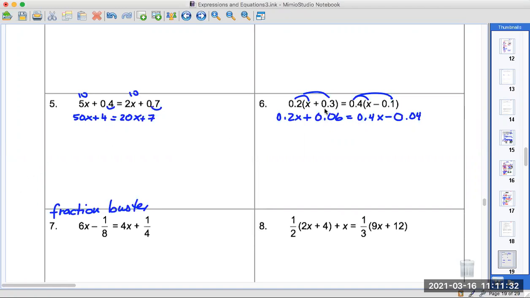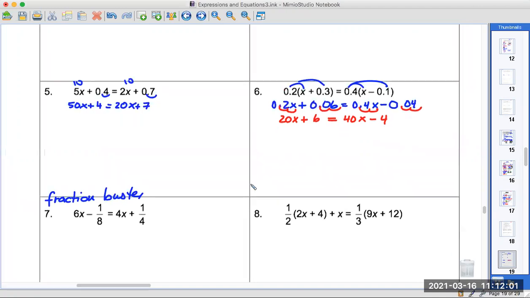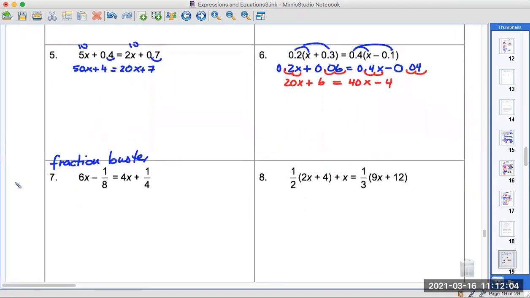But if you want to get rid of the decimals, notice the biggest one, you're moving it twice. That means you have to multiply by 100, or you're moving everything twice. So you now have 20x plus 6. You're moving this one twice. That's 40x minus 4. So now you got rid of your decimals. If you don't want to do that, that's too tricky for you, just use your calculator and your decimals. Now these, I will show you fraction buster. It's a lot easier.